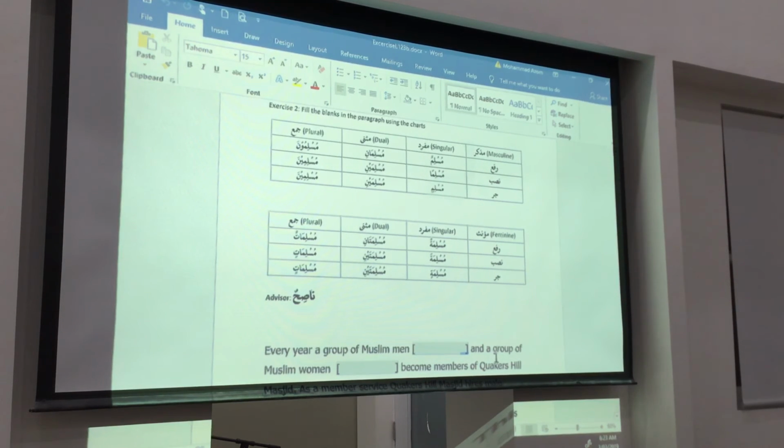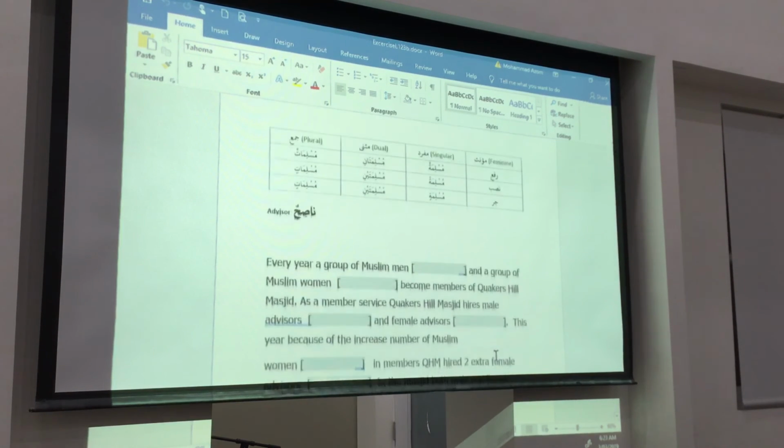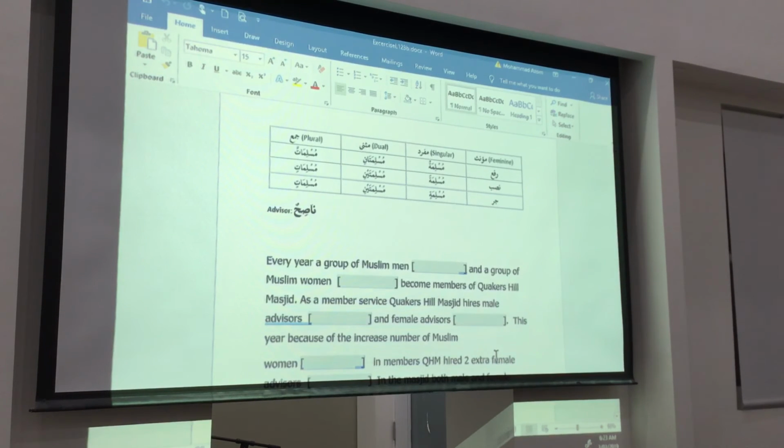So, let's go back here. Become members of Quack Hill Masjid. As a member service, Quack Hill Masjid hires male advisors. So, advisor means nasihun, okay? Male advisors. Quack Hill Masjid hires male advisors. So, is it going to be nasihun? What is the status of male advisor in this English sentence? What did Quack Hill Masjid hire?